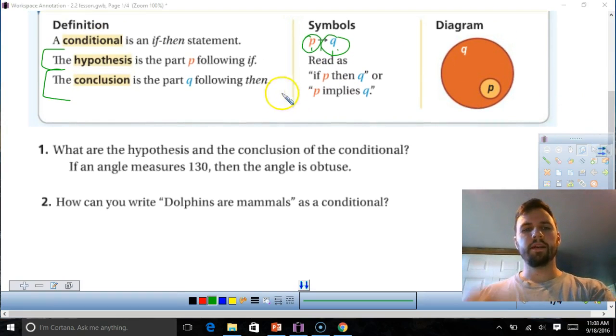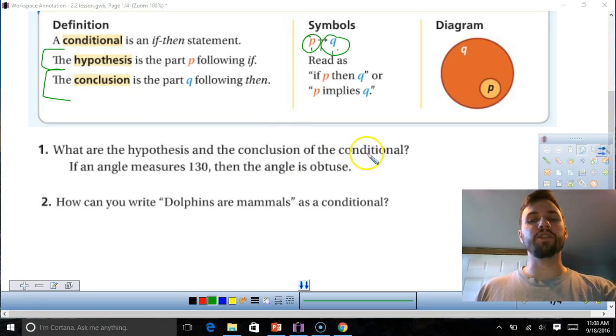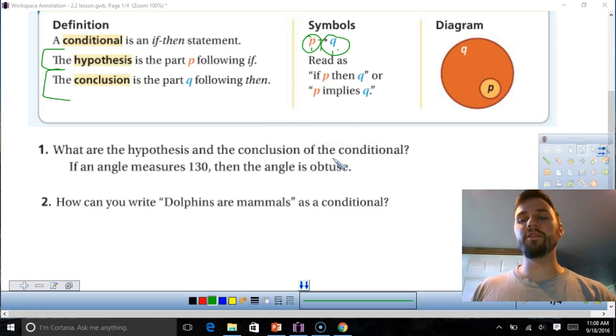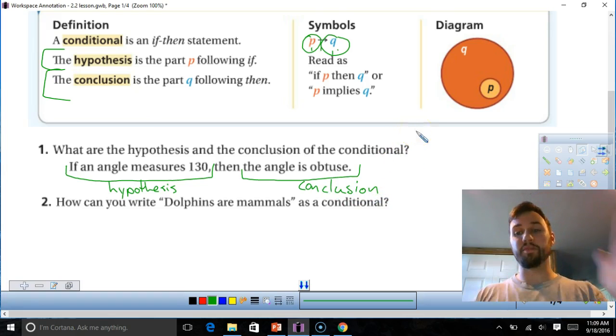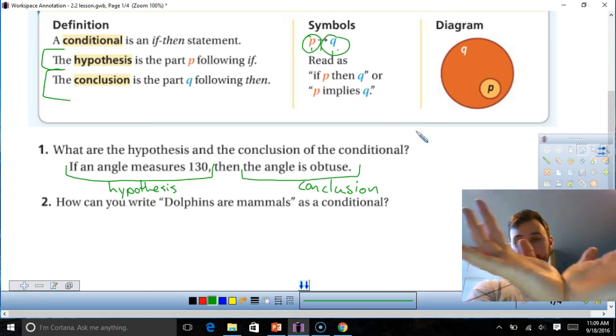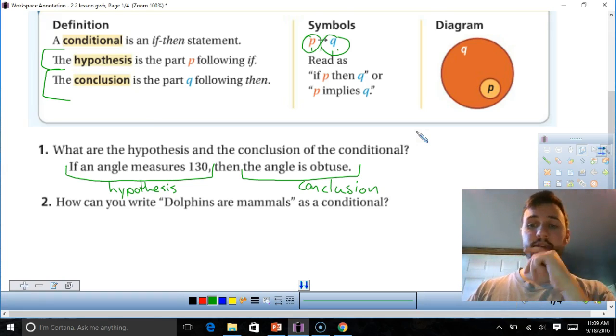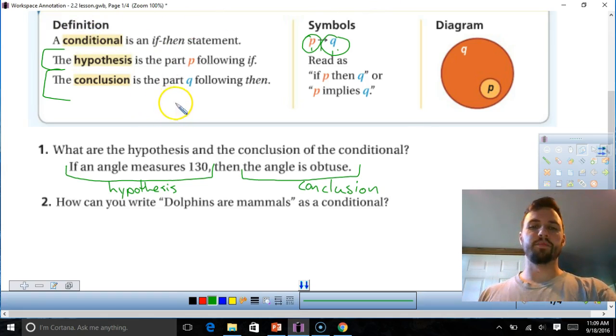Take the hypothesis and conclusion of the conditional: if an angle measures 130 degrees, then the angle is obtuse. Well, the if is your hypothesis, and the then is your conclusion. Is that true? Yeah, it is. If your angle is 130, it's bigger than 90. That's obtuse. Angle measures 130 is the hypothesis. Angle is obtuse is the conclusion.